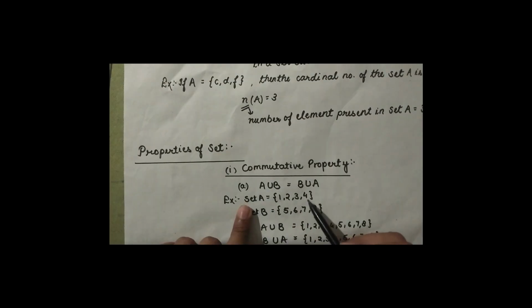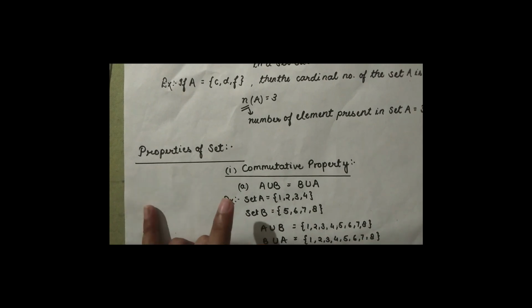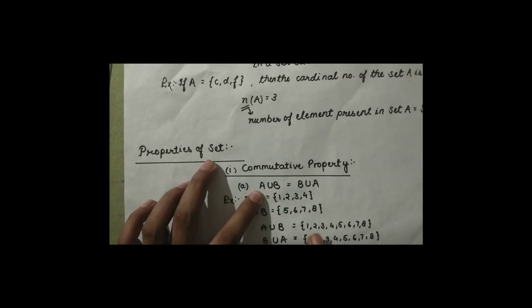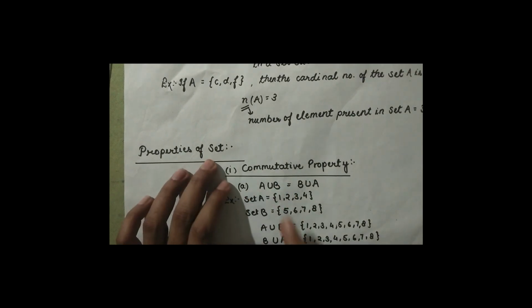Set A equals 1 2 3 4 and set B has 5 6 7 8, 4 elements. We put the LHS equal to A union B, so we combine both of the sets: 1 2 3 4. What is union of the set? The combination of two or more sets is called union of the set. So we combine the two sets: 1 2 3 4 5 6 7 8. And what is the RHS? B union A. We also combine the two sets: 1 2 3 4 5 6 7 8.